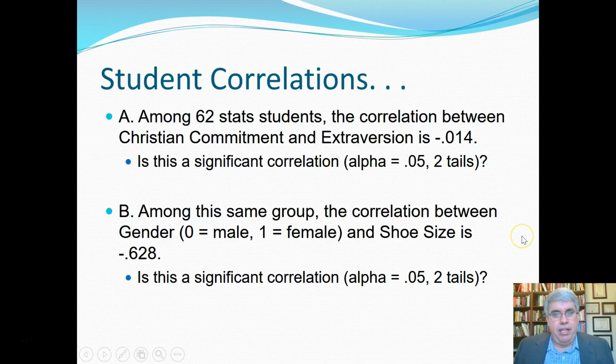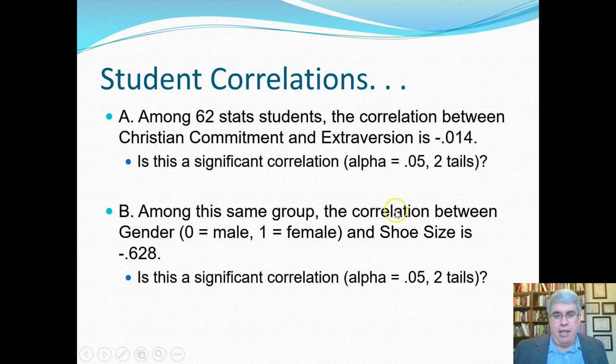Now, the second example is in the same group, so that's 62 students. Degrees of freedom would equal n minus 2, so that'd be 62 minus 2 equals 60. The correlation between gender, where we would assign numbers to the two genders, 0 equals male, 1 equals female, but we could have had the other direction also, but we need to keep track of the direction so we can know what the positive and minus sign means. So the correlation between gender and shoe size is minus 0.628.